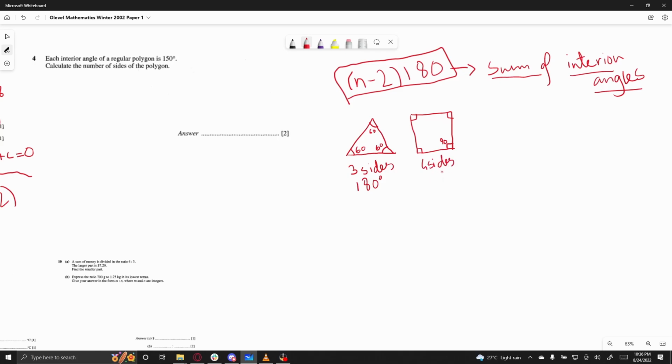Now we know that the sum of 4 into 90 would be 360, but 360 is also 180 into 2, because this is 4 minus 2 into 180. And how we can figure this out is we can split this square into two triangles. So now we have two triangles whose interior angles sum to 180 each, and when we do 180 into 2, we get 360. And this would work with other regular polygons as well.